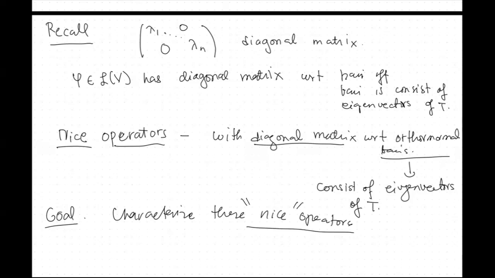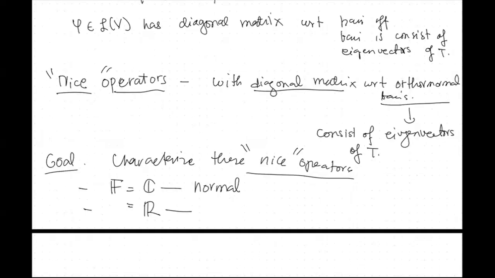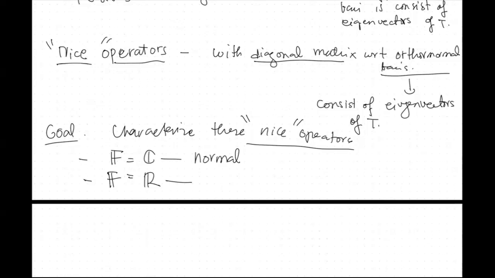We will do this in the setting of F, where F is first the complex numbers, and second the real numbers. In the case of complex numbers, we have normality. The normal operators are those nice operators, and for the case of F being real numbers, those nice operators are the self-adjoint operators.